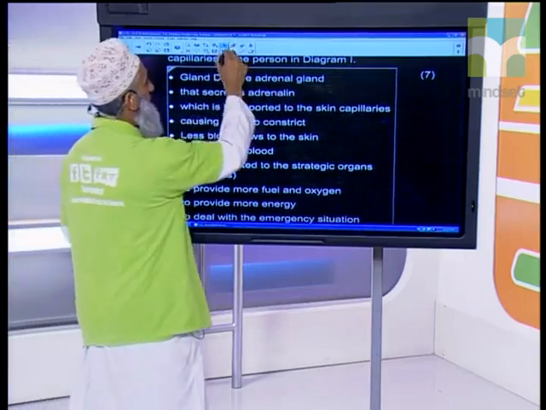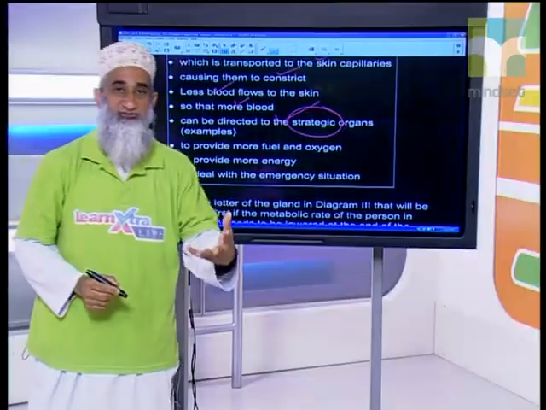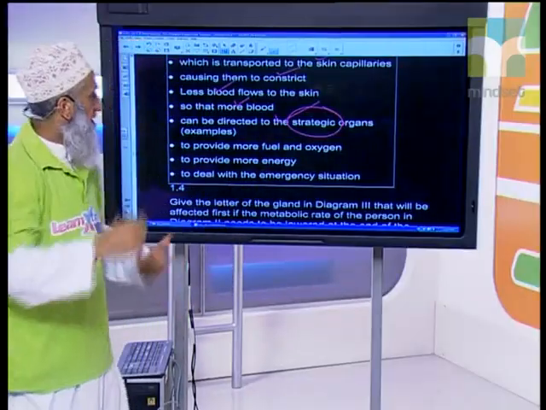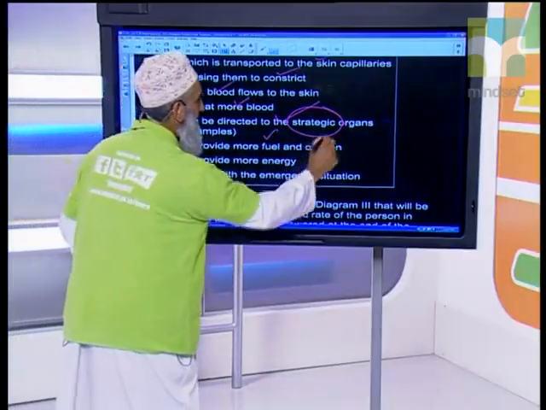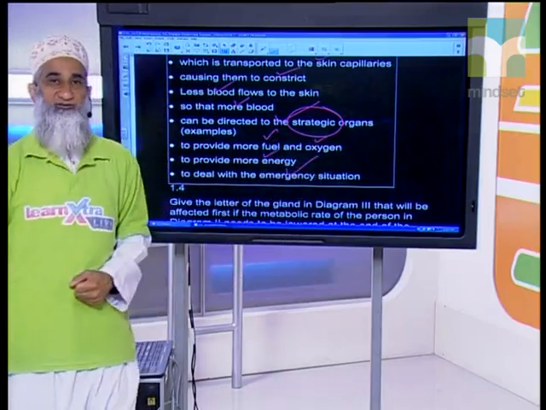Look at the marks, how they're going to go here, right? One is we identifying the gland. Secondly, we're telling you what it's secreting. Thirdly, we say it goes to the skin capillaries, causing them to constrict. Why? So that less blood flows to the skin. Why? So that more blood can be directed to the strategic organs. Which are the strategic organs? We can give examples. The skeletal muscles, the brain, the heart. Why? To provide more fuel and oxygen, to provide more energy to deal with the emergency situation.